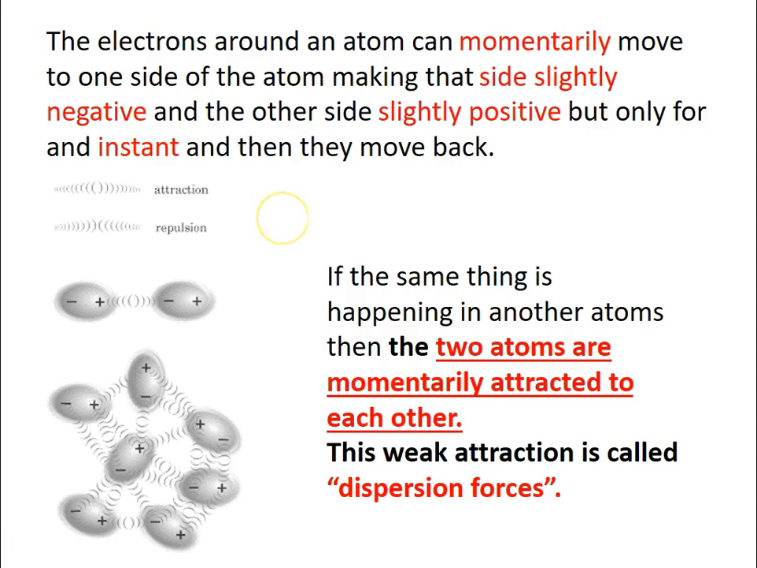So if the same thing is happening in another atom next to it, and you end up with a slightly negative on one side of the atom, and slightly positive on the other side of the other atom, then just for that instant the two atoms are attracted to each other, and we call that weak bond between the two atoms dispersion forces. So this is what happens between noble gas atoms.